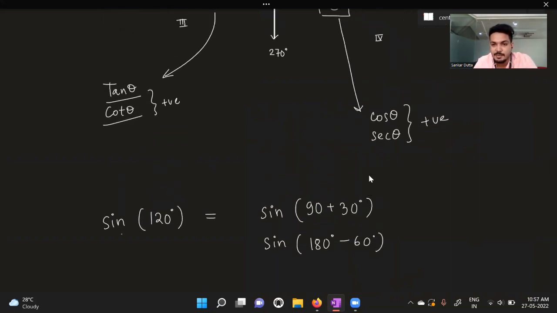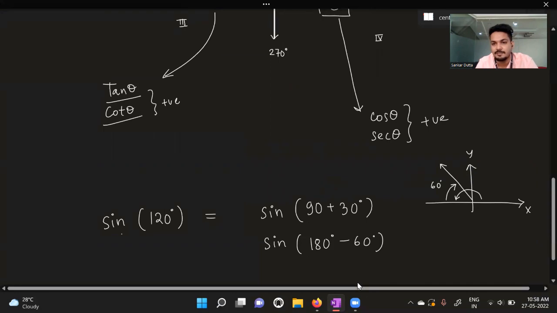In the first case, 90 plus 30, you are using the help of the y-axis. What I mean by that is this was the angle, this was the 120 degrees. What you did is you said, oh, 120 degrees is nothing but the y-axis, which is 90 degrees, plus 30 degrees. In the second case, you are saying, okay, the negative x-axis is located at 180 degrees, so it is nothing but this x-axis minus 60 degrees. Right. So this is the second step that you need to do.